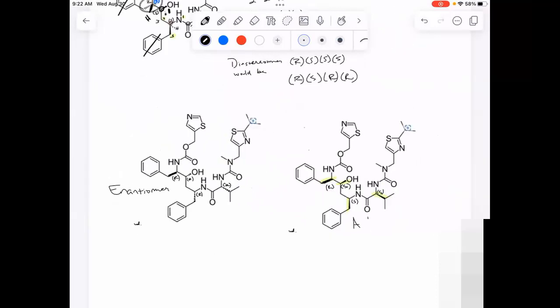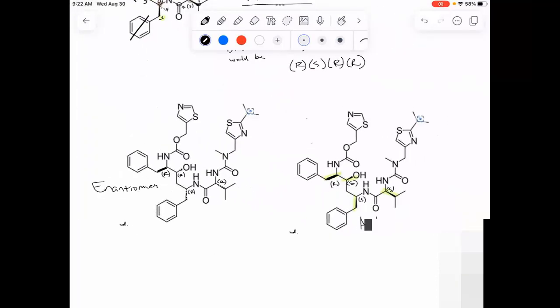Would it still be a diastereomer if you changed two and left two? It would be a different type of isomer if we change two of them. Yeah, it would no longer be called a diastereomer in that case, but it would still be a stereoisomer. All right. Good question.